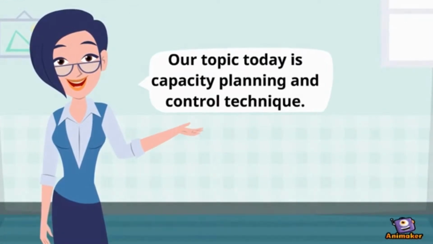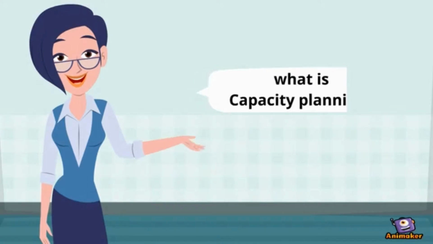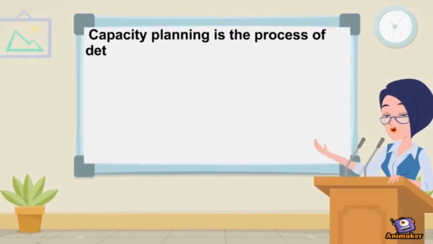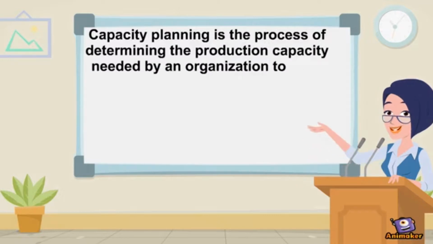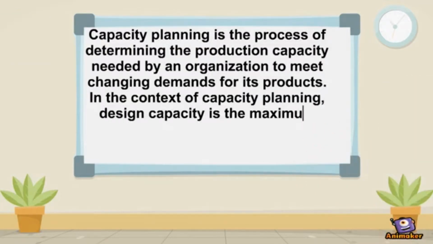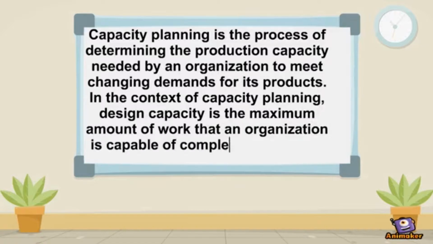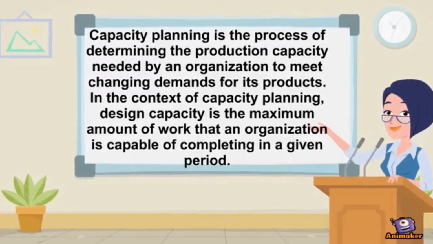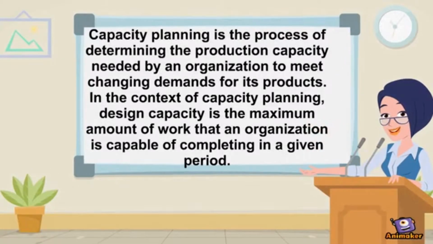Our topic today is capacity planning and control technique. So, what is capacity planning? Capacity planning is the process of determining the production capacity needed by an organization to meet changing demands for its products. In the context of capacity planning, design capacity is the maximum amount of work that an organization is capable of completing in a given period.